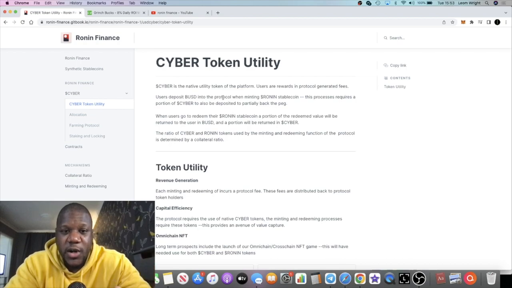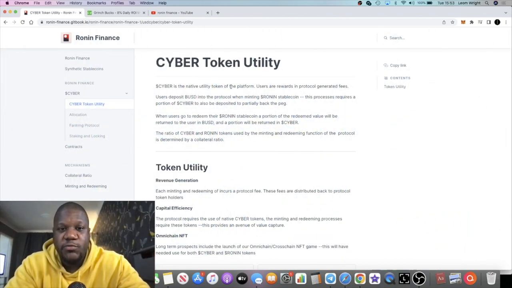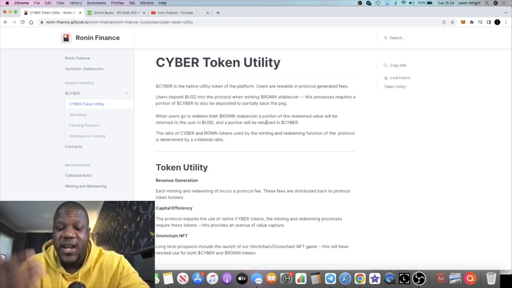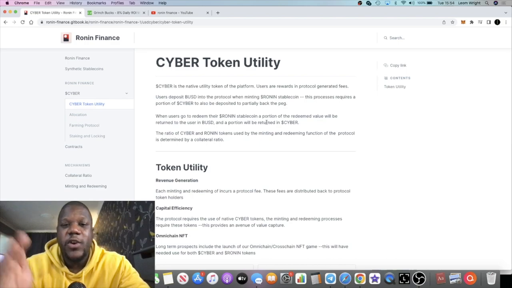So, Cyber is a native utility token of the platform. This is the one you're going to be using to stake and so on. Okay, so you can deposit your BUSD into the protocol when minting the Ronin stablecoin. This process requires a portion of the Cyber to also be deposited to partially back the peg. So when you redeem your Ronin coins, a portion of the value is returned in BUSD and a portion will be returned in Cyber, similar to your Elephant Money type of protocol.